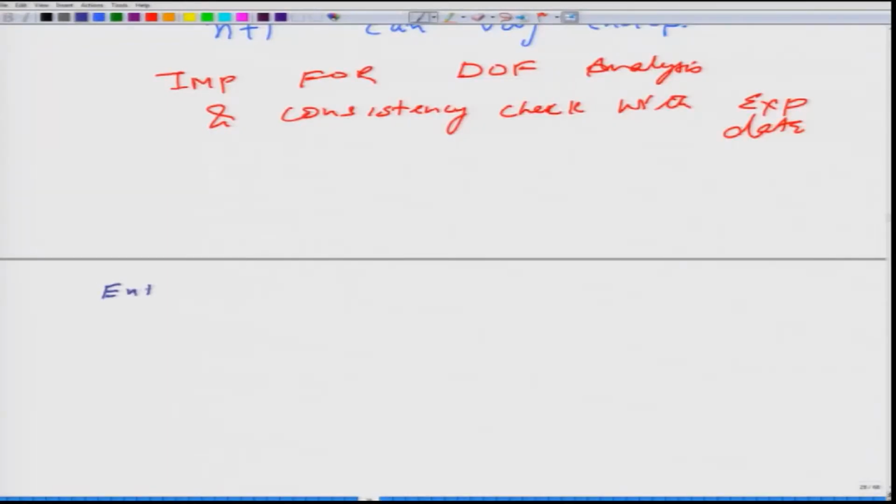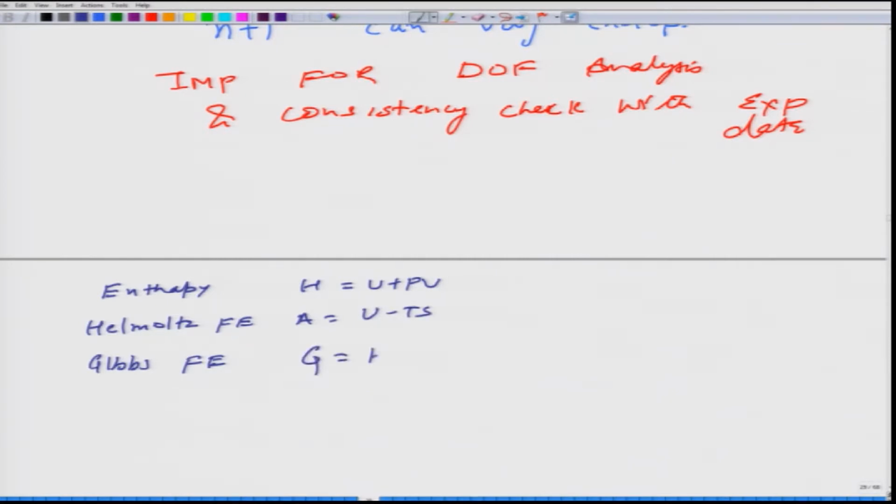Okay. So, having derived these thermodynamic functions, let me just summarize these auxiliary functions, their corresponding definitions as well as the derivatives and natural variables. Okay. So, you have enthalpy, Helmholtz free energy and Gibbs free energy. Their relations are H = U + PV, A = U - TS, and G = H - TS. Okay. And the corresponding derivative is dH = TdS - VdP + summation mu_i dN_i.